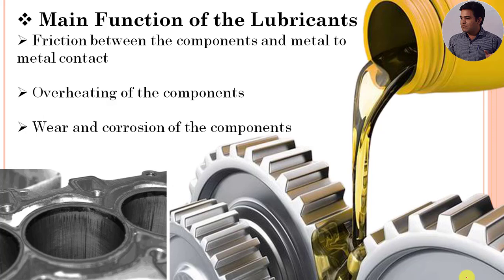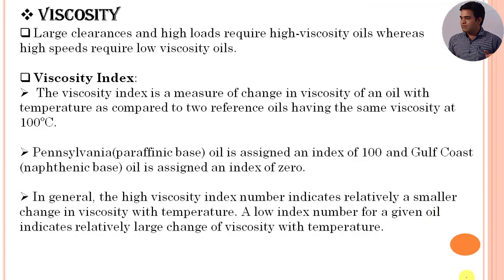So now we are going to discuss the 10 important properties which must be kept in mind during the selection of any lubricant for any engine. The first term is called viscosity. In a simple manner, viscosity can be understood as resistance to flow. So larger clearances and high loads require high viscosity oil, whereas high speed requires low viscosity oil.